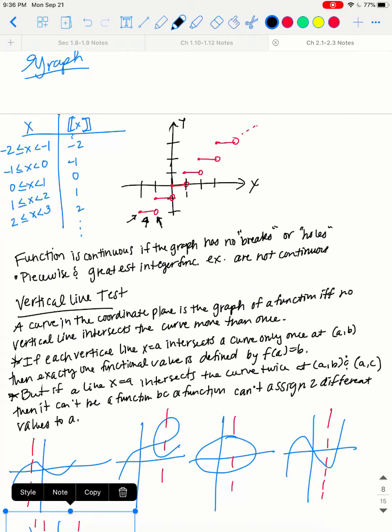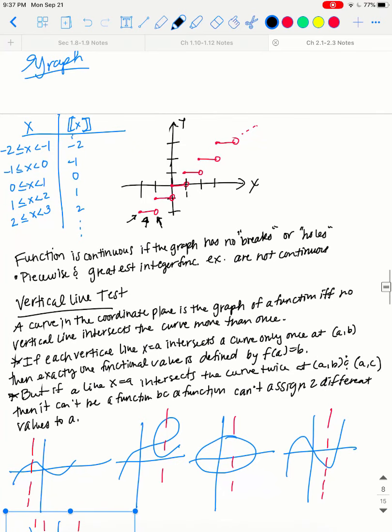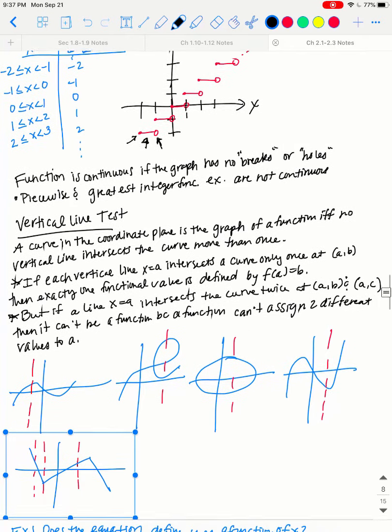Any value between 2 and 3, say we had 2.5. The greatest integer that's less than or equal to 2.5 is 2. So that's why it would be 2. So that's a step function.